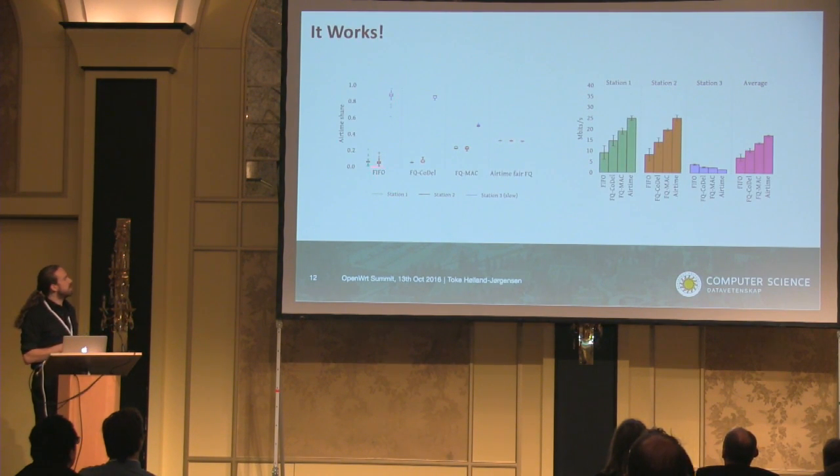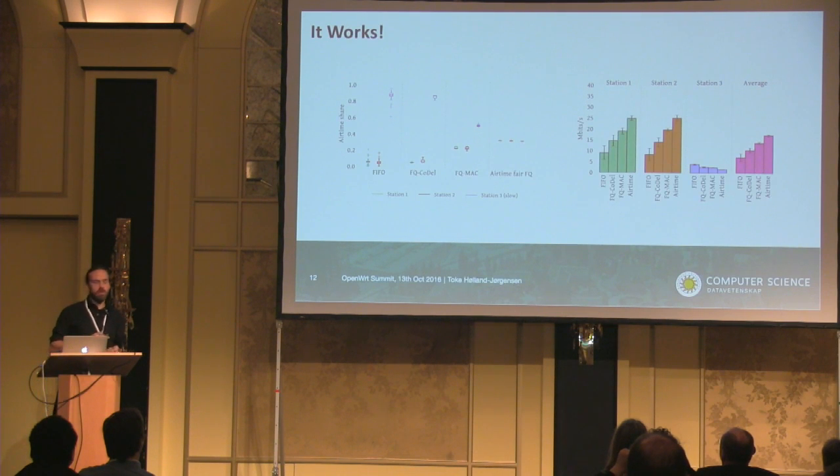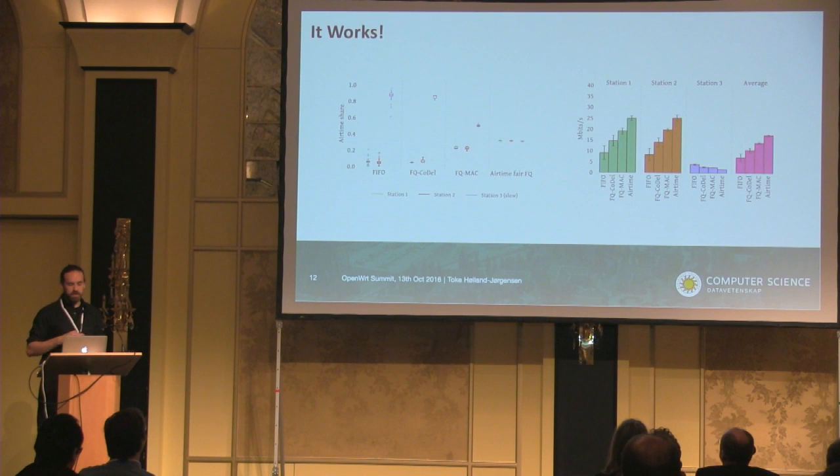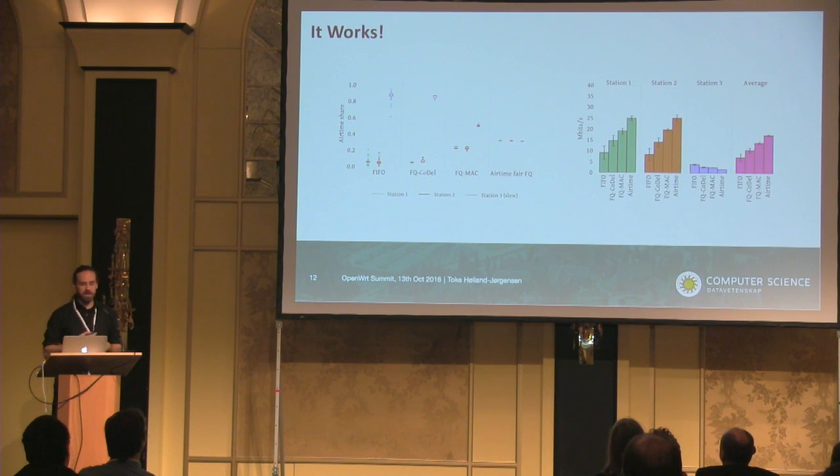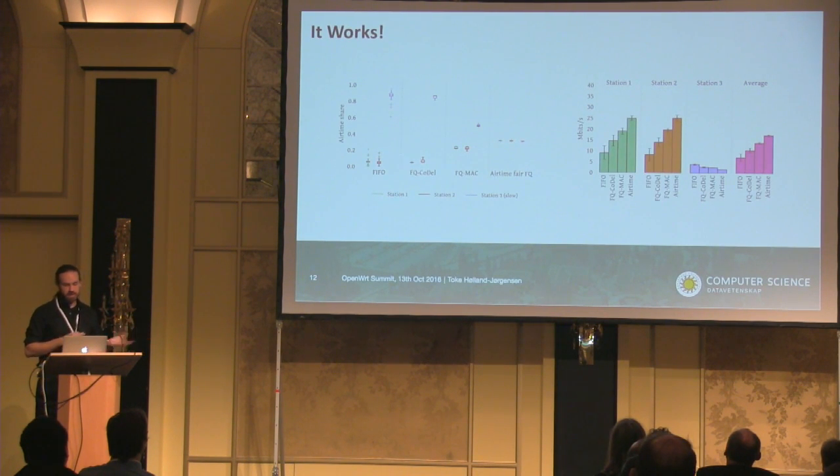Over here on the left-hand side, the diagram is the airtime share for the three stations, the same as you saw before, where the first two columns are no modifications. You get a lot of airtime to the slow station and a lot less to the others. And then on the right-hand side of the graph on the left, you see when we apply airtime fairness, we actually get a fair share.